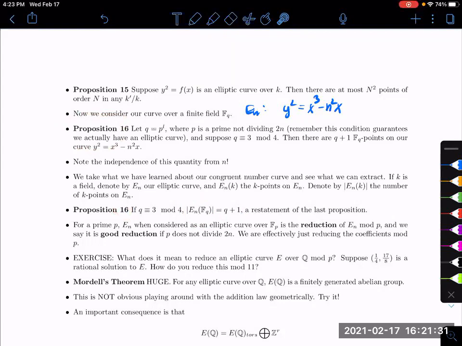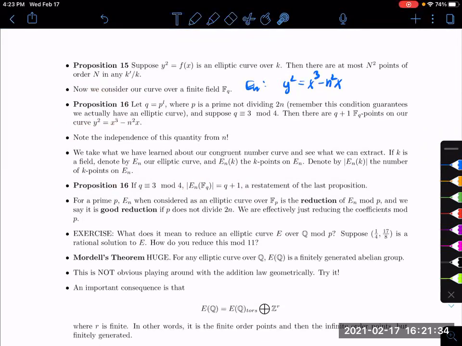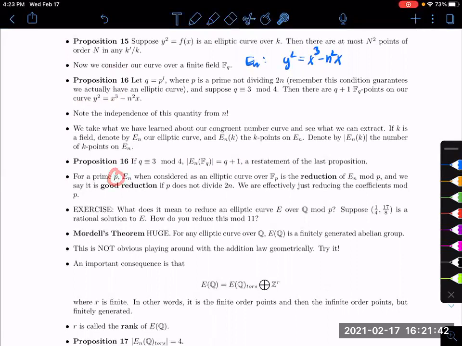By the way, just some terminology in case I happen to use it. We won't really use this terminology much, but I might accidentally slip up and say it. If I give you a prime P, and I consider E sub n as an elliptic curve over FP by reducing coefficients mod P, then what I end up with is called the reduction of E sub n mod P. We say that an elliptic curve is of good reduction at P if P does not divide 2n. And remember, what that really just means is you get an actual elliptic curve when you do this. You get a nice smooth curve.